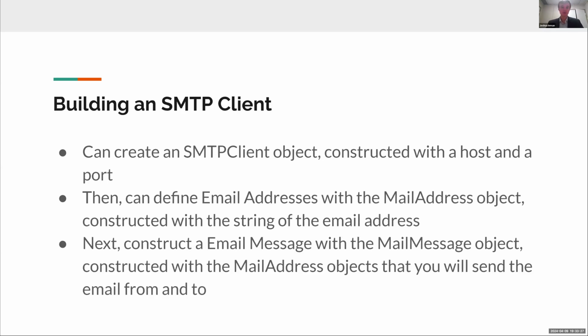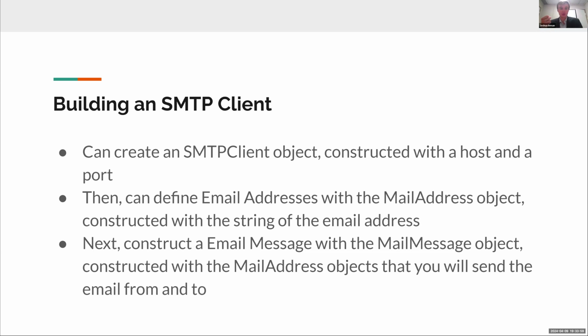And so in terms of building the SMTP client, the first thing we need is a client itself, and it needs to be able to connect to a host and a port. Now, we were using a Gmail host, smtp.gmail.com, because we had a Gmail account, and then you can use port 587 to be able to send that email.